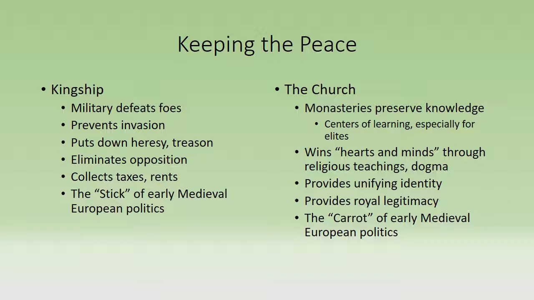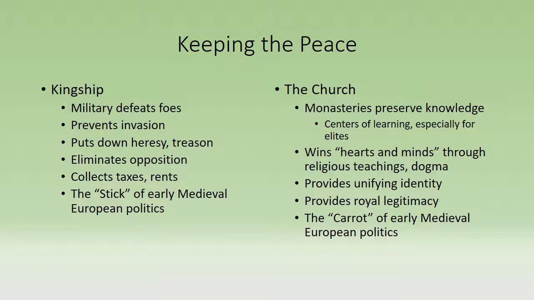Later on, when we get into the later medieval period, the church does become a formidable military power itself. But for the meantime, the church, at least in the 6th century, 7th century, and 8th century, is tied to the kingship. They need the kings to be the bad guys. So the church establishes monasteries which preserve knowledge. They win the hearts and minds through religious teachings and dogma. They set up an us versus them, almost quasi-nationalism. This kind of pan-European identity that is based upon Christian identity, not Roman identity.